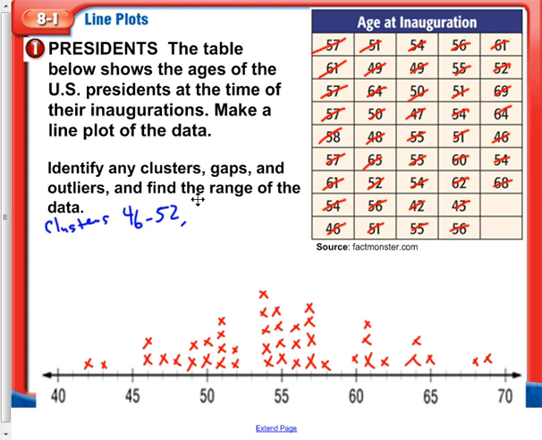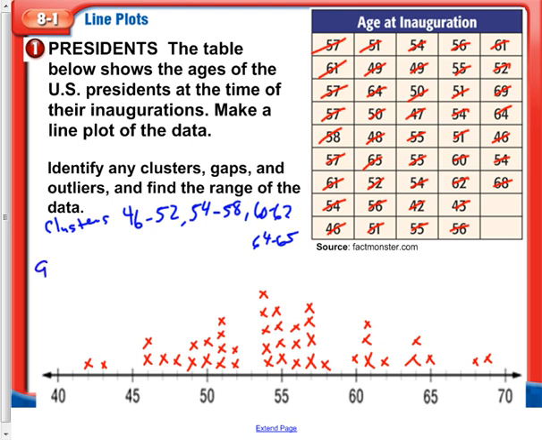Then we have another cluster at 54 through 56, 7, 8. All right, and then we have some small clusters here. We could say 60 to 62. And if you wanted, you could say 64 and 65. So those are some clusters where we have a bunch of data kind of grouped together.